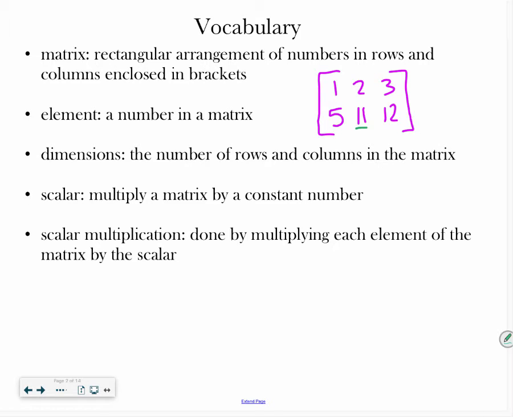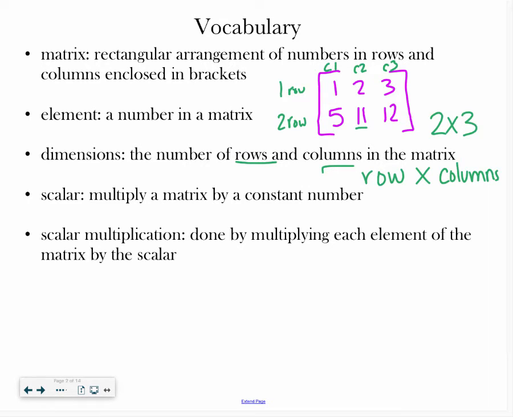Dimensions is the number of rows and columns in the matrix. So if you look at the one that I just drew, I have one row, two rows. So you write rows, and then you draw a little X, which means by, or multiplication. And then your number of columns. So I have column 1, column 2, and column 3. So for this matrix, it's a 2 for the rows by 3. That's how I would write the dimensions for that.